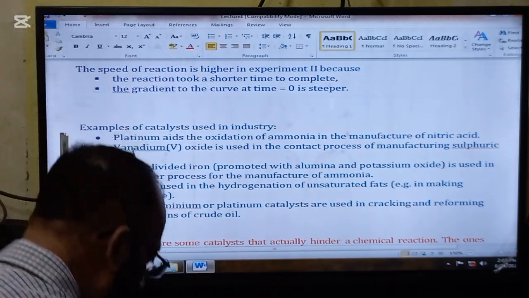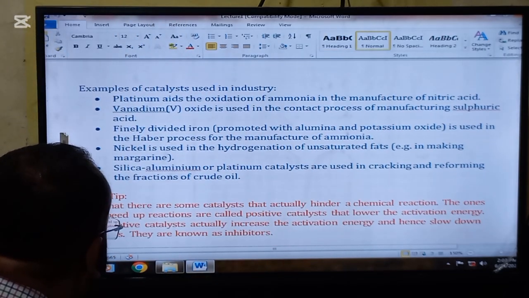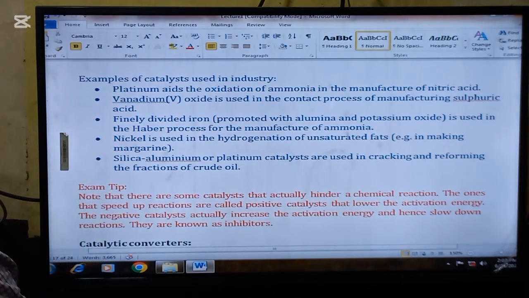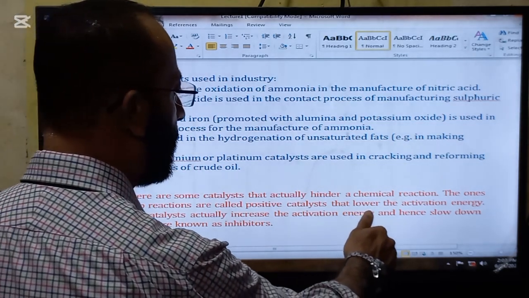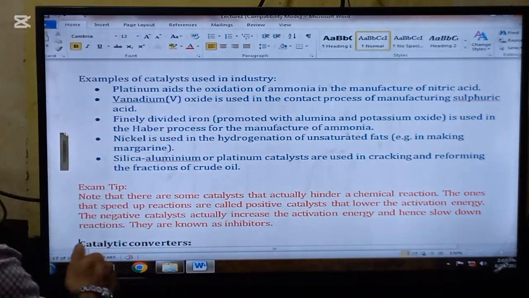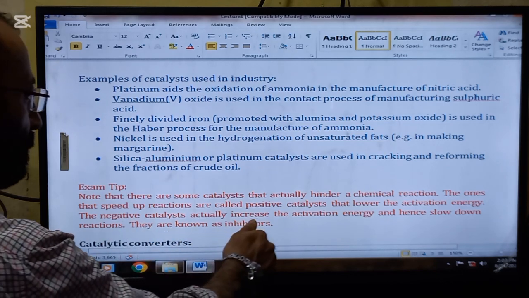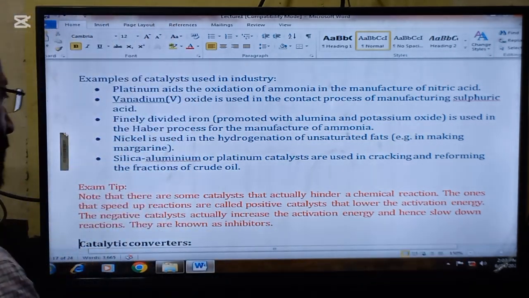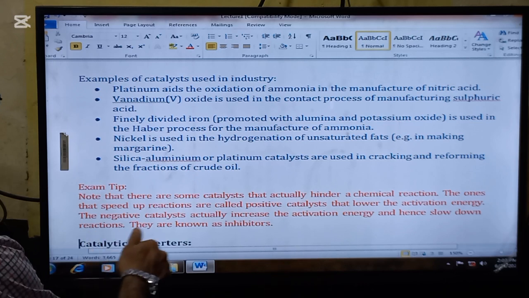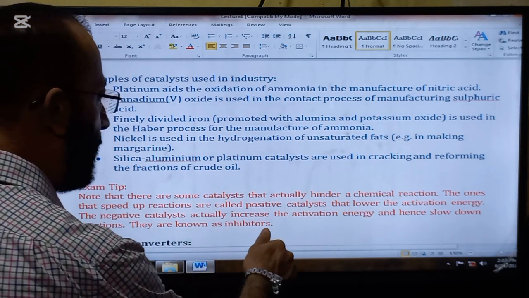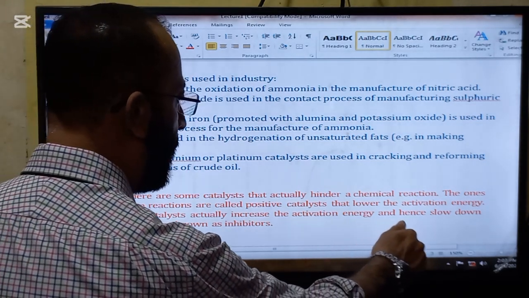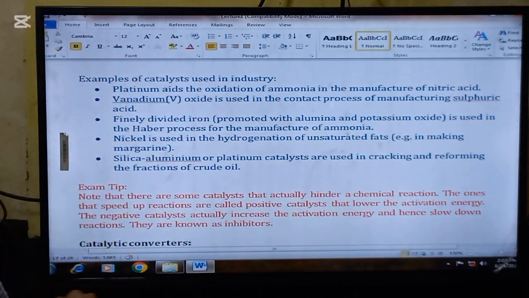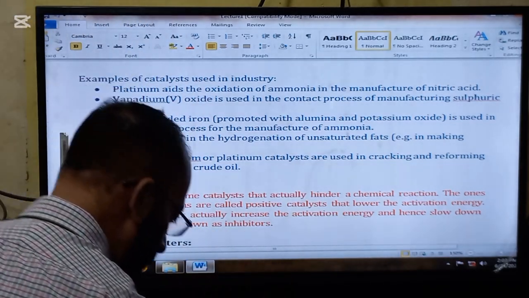The next thing which we are going to read is, note that there are some catalysts that actually hinder a chemical reaction. The ones that speed up the reaction are called positive catalysts, which lower the activation energy. On the other hand, negative catalysts actually increase the activation energy and hence slow down the reaction. They are known as inhibitors.